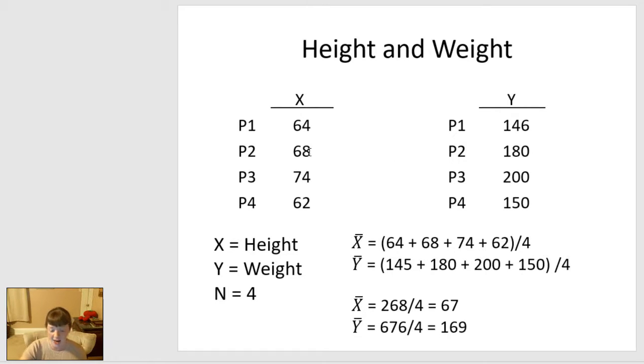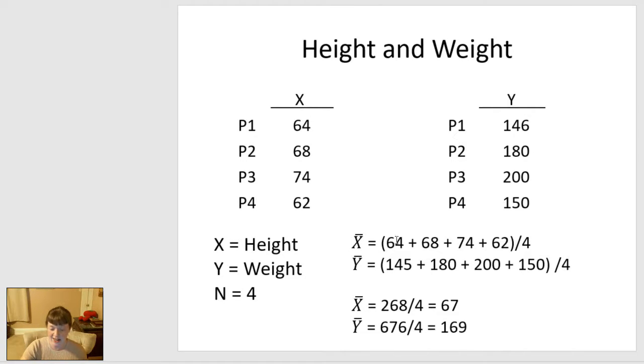The second person has a height of 68 inches and a weight of 180 pounds. Third person, 74 inches and a weight of 200 pounds. Fourth person, 62 inches, 150 pounds. And so X is my height variable and Y is my weight variable. And my total sample size is 4 because in the world of covariance and correlation, sample size is not the number of numbers you have, it's the number of people that you have. Sort of like in a paired samples t-test, where it was the number of pairs that you have. Here it's the number of people because we have 2 numbers for each person. So total sample size, big N, is 4.